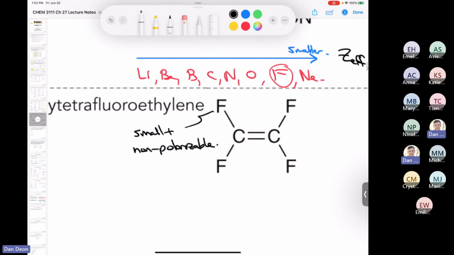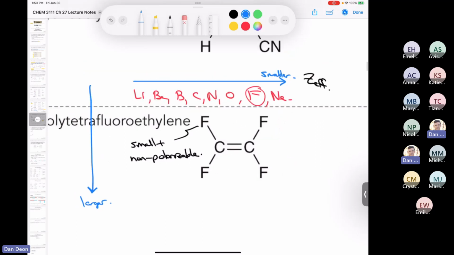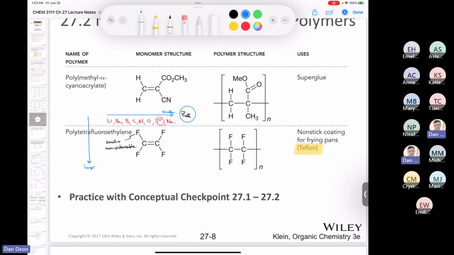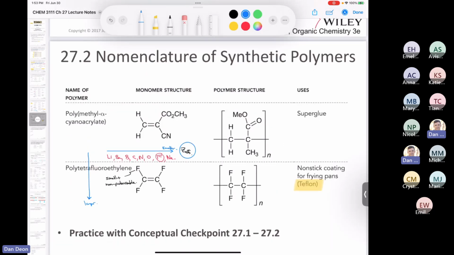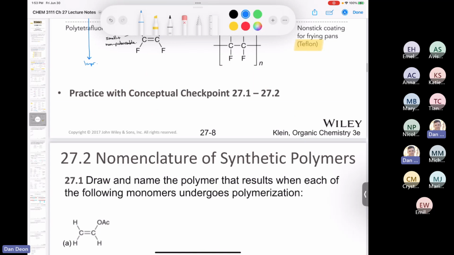What's the trend if we go down a group, though? If we go down a group, do the elements get bigger or smaller? Yeah, larger for sure, exactly. So we'll go here, larger. Anyhow, if you're interested in taking the MCAT or something like that, I would certainly review the concept of effective nuclear charge. That's a huge concept in Gen Chem 1. Anyhow, that was a little interesting rabbit trail on Teflon there for a second.